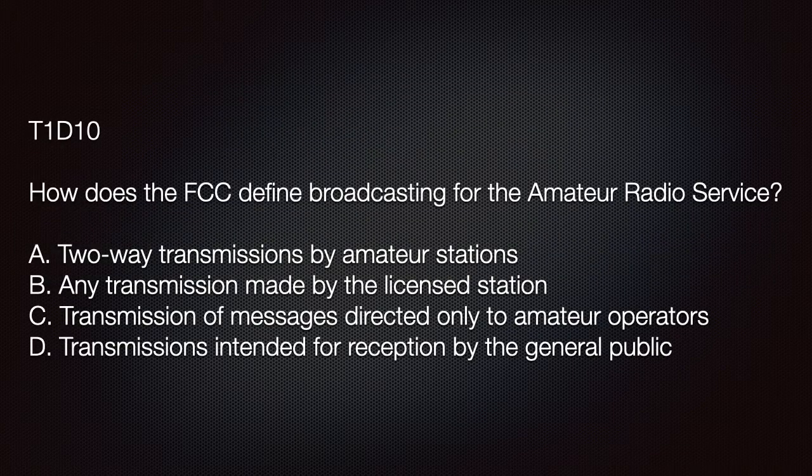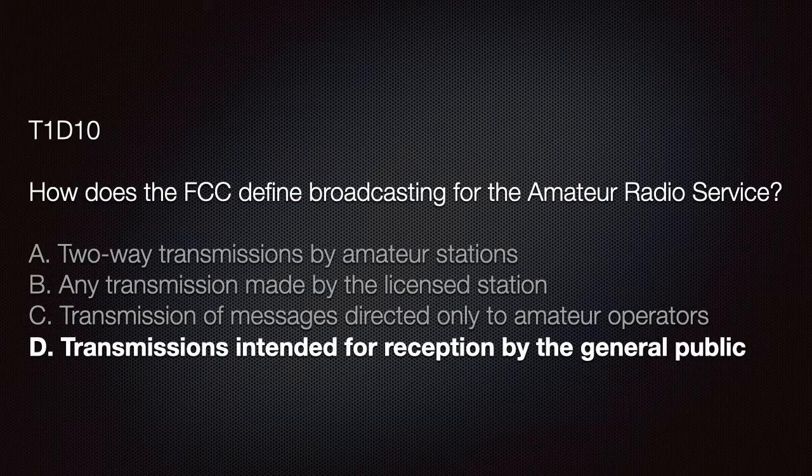In the exam we might see, how does the FCC define broadcasting for the amateur radio service? A. Two-way transmission by amateur stations. B. Any transmission made by the licensed station. C. Transmissions of a message directed only to the amateur operators. Or D. Transmissions intended for reception by the general public. Of course, we know that the answer is D. Transmissions intended for reception by the general public.